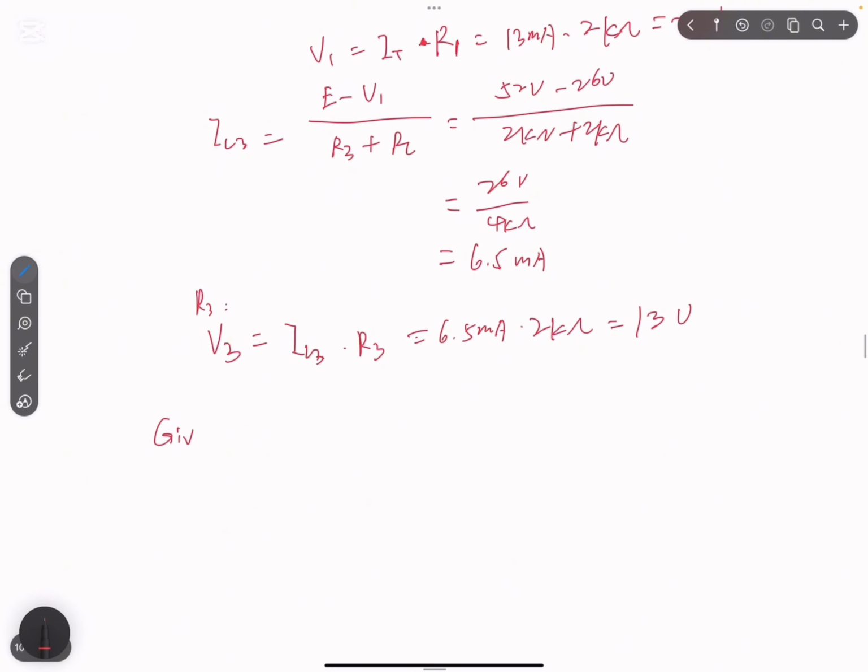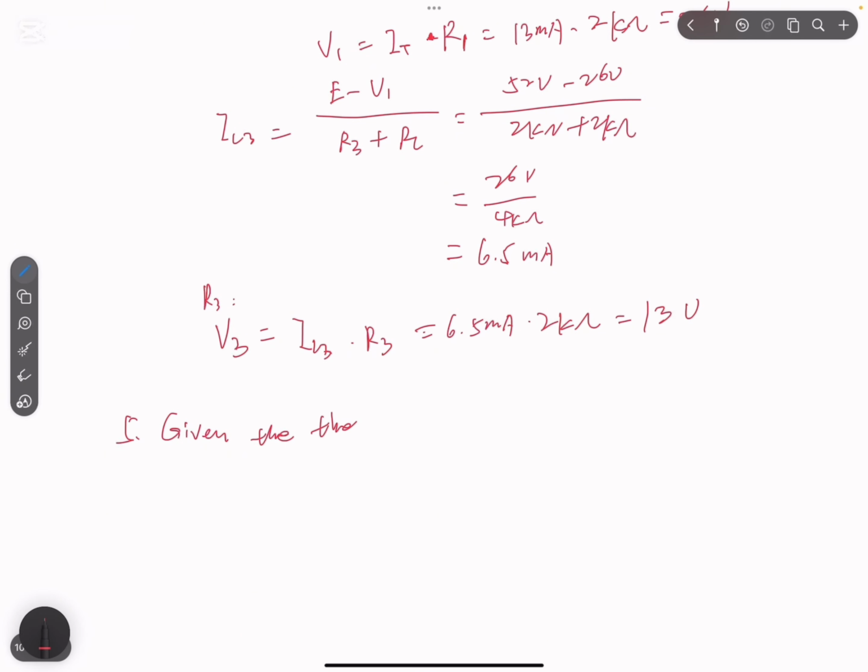And if we are given the series voltage, that's number 5, given the series voltage.